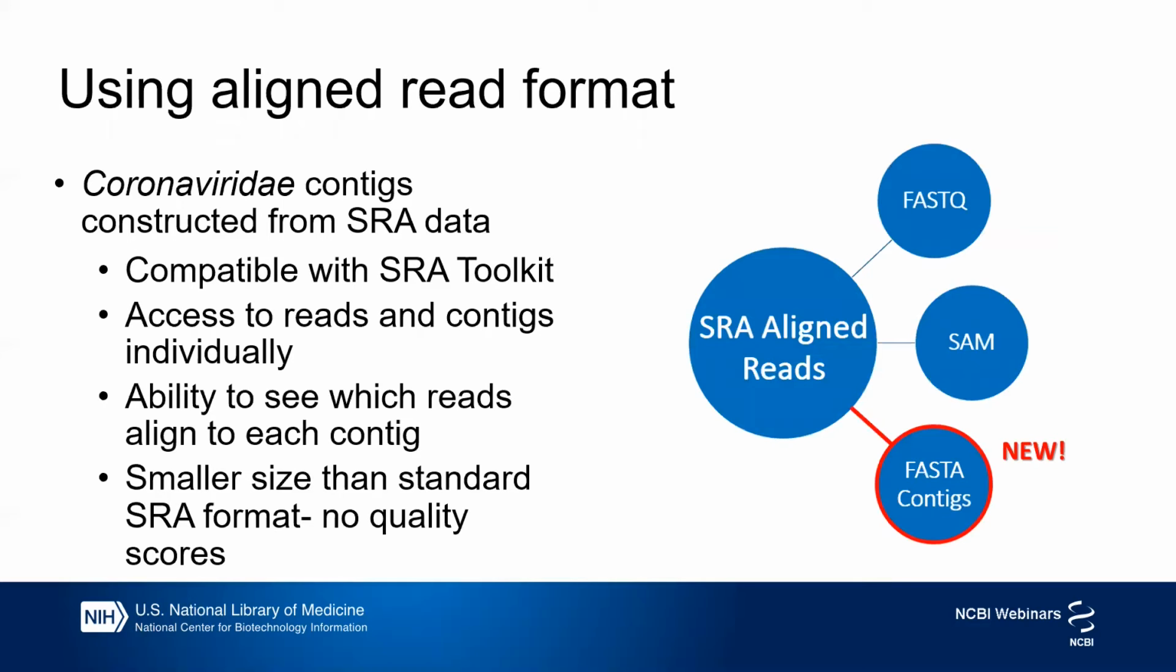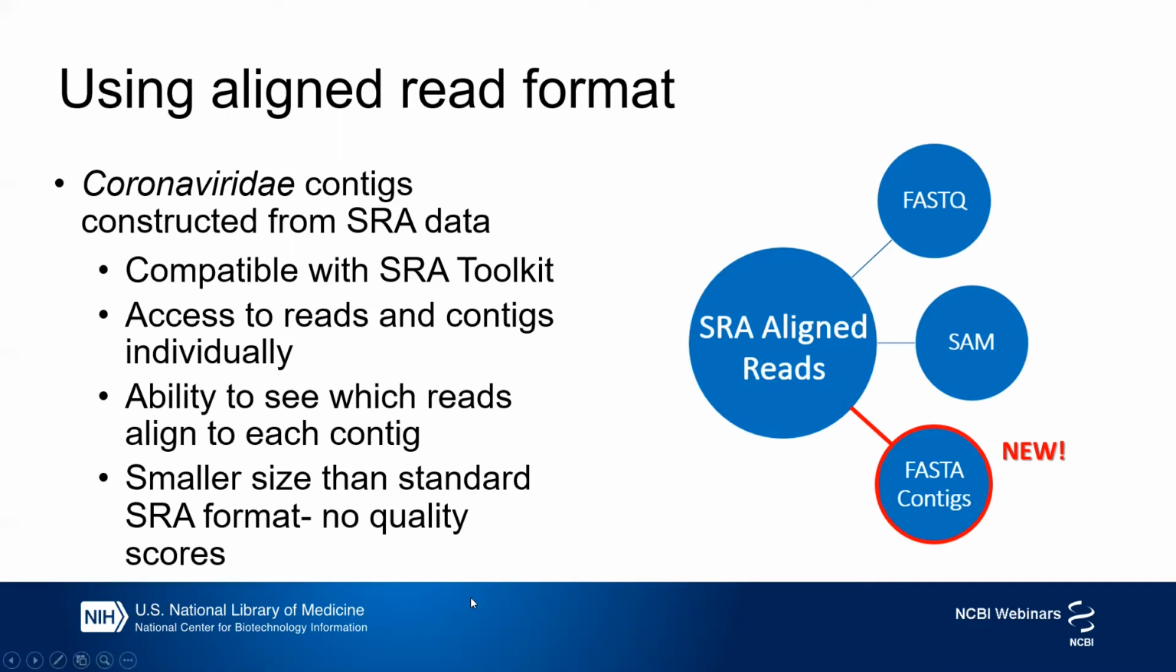So the aligned read format is really a set of Coronaviridae contigs that have been constructed from SRA data, and they're organized by run accession. These are compatible with the SRA toolkit. They're compressed data objects that can be operated on by all the normal SRA tools. And they allow you to access the reads themselves in FASTQ or FASTA format, the contigs in just FASTA format if you just want the contigs, or you can have the reads aligned to the contigs in SAM format, sort of whichever options work best for your personal use case.